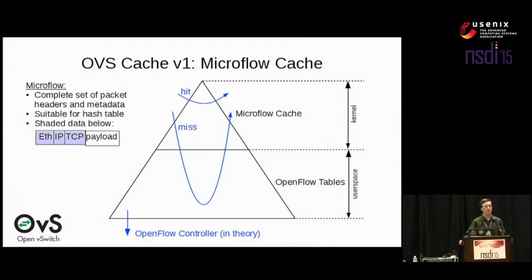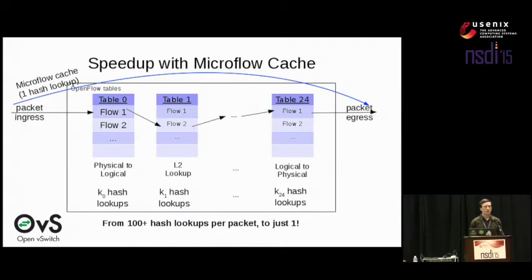The microflow cache helps greatly for those packets after the first packet. Everything is 100 times faster, and that gave us the 100 times speed up that we needed. So that was good enough until around 2012, and at that point we realized that there were fairly important workloads where it was not good enough. And it took us that long to figure this out.